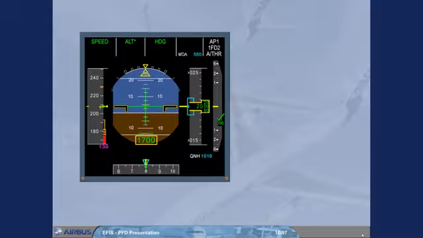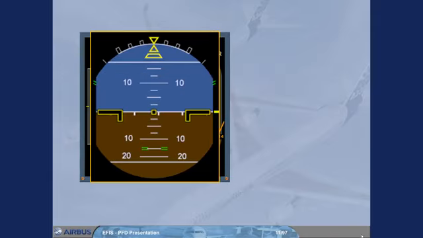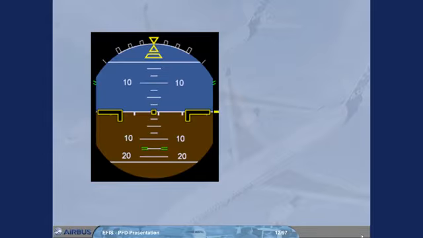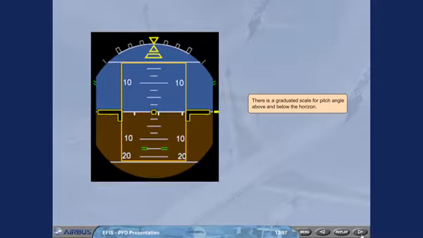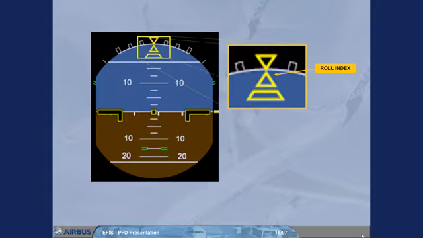Let's start with attitude. Attitude information is shown at the center of the display. The attitude indicator works in the normal sense. The aircraft is represented by 3 black and yellow symbols which remain fixed. There is a graduated scale for pitch angle above and below the horizon. Bank angle is displayed at the top of the indicator. Each graduation represents bank angle of 10 degrees. The roll index triangle moves against a fixed scale to show the bank angle.